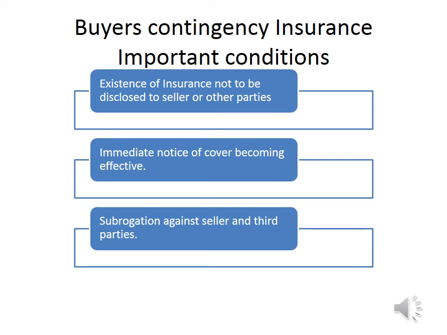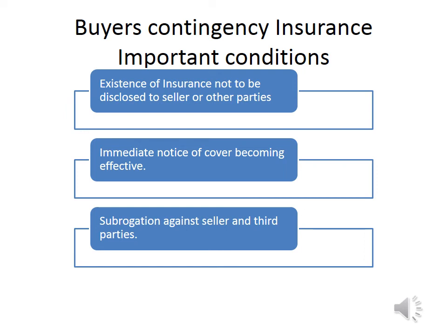Now this existence of insurance is not to be disclosed to the seller or any other parties. So there is every possibility that the seller has taken the policy, but that policy is not honoring. So under my buyer's contingency policy, if the marine perils were operative, I can put up a claim with the insurance company under the buyer's contingency policy by showing all correspondence exchanged with the seller. So the immediate notice of cover becoming effective, subrogation against seller and third parties are possible.